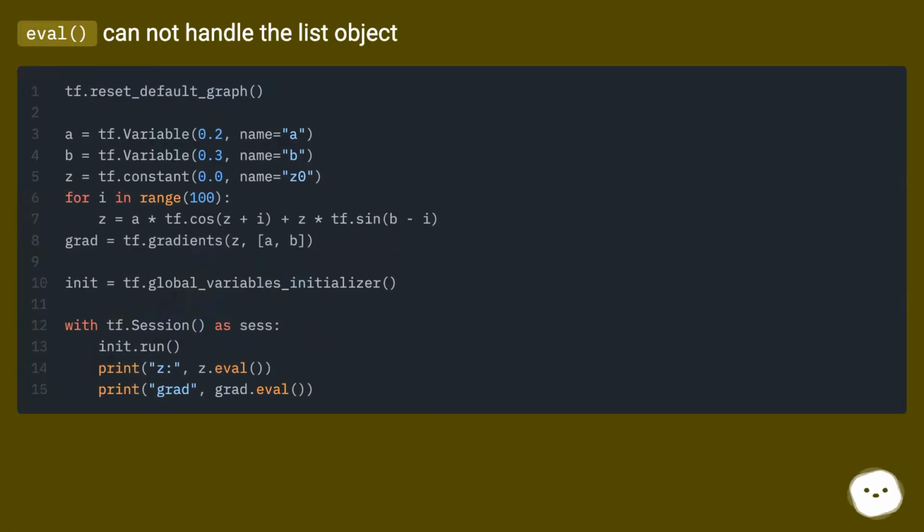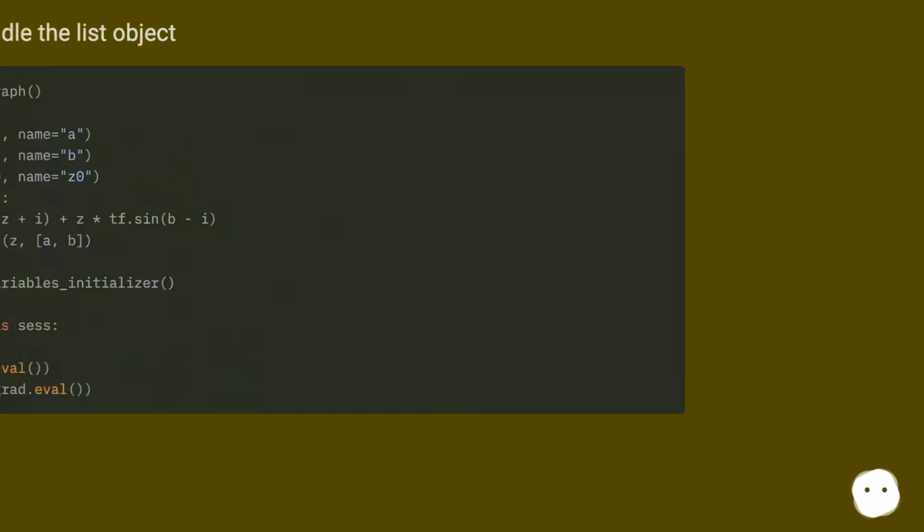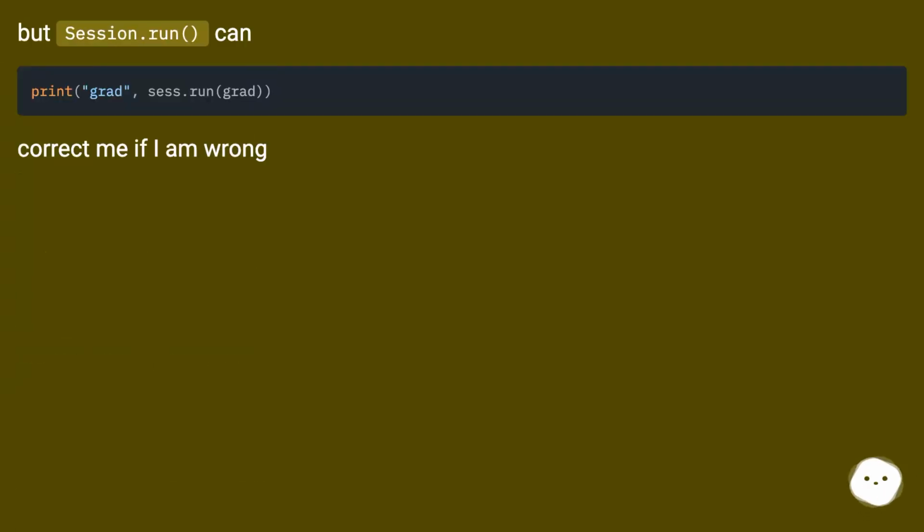Eval cannot handle the list object. But Session.run can. Correct me if I am wrong.